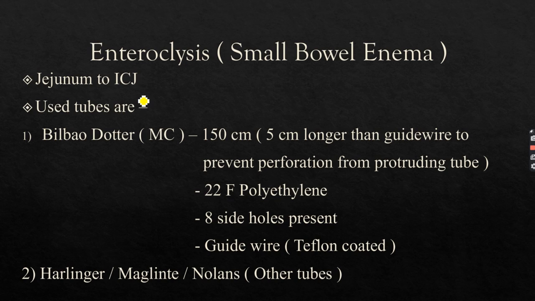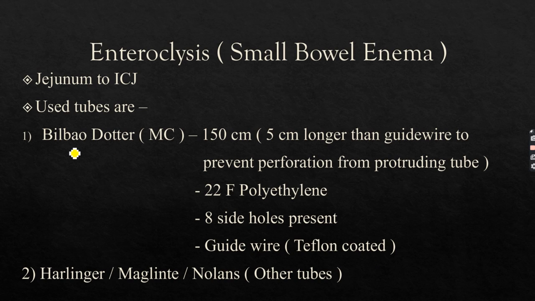Enteroclysis intubation is done, the same words we just discussed around 10 or 15 minutes back. For this, the most commonly used tube is the Bilbao Dotter tube. It is almost 150 centimeters in length, 5 centimeters longer than the guide wire to prevent perforation from the protruding tube. It is 22 French and made of polyethylene. 8 side holes are present, and usually a Teflon-coated guide wire is used with this tube.